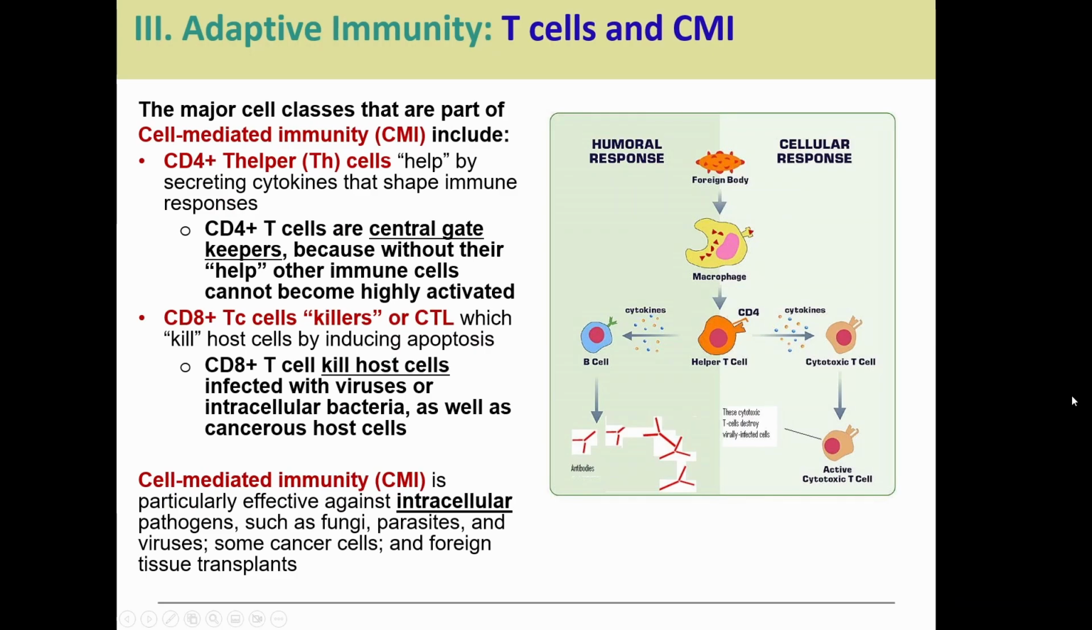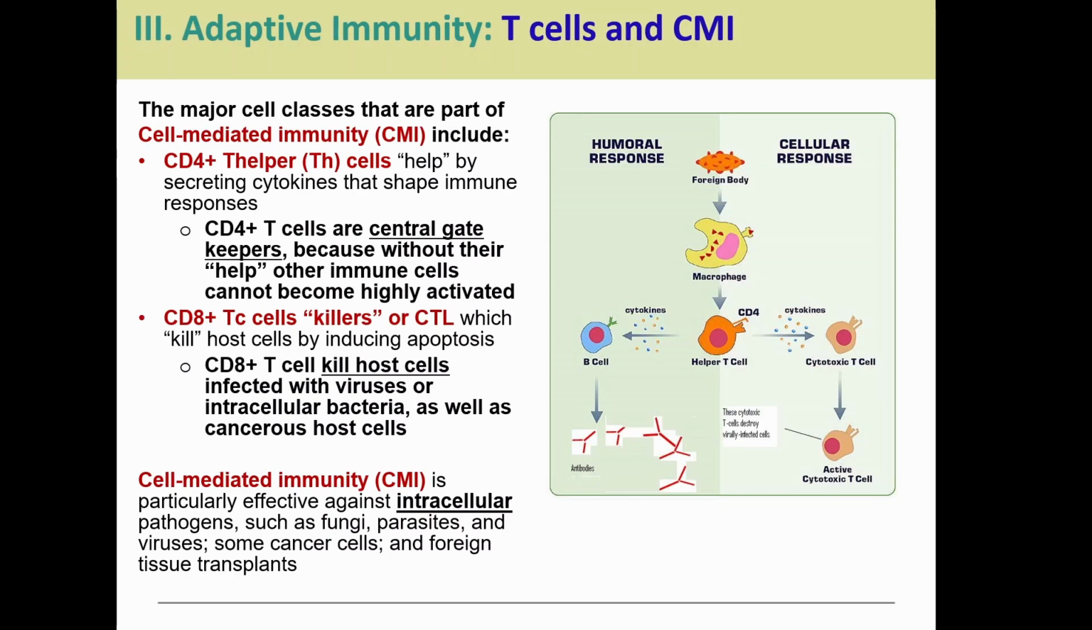All right, so now let's go ahead and get into cell-mediated immunity. This is where we get into our CD4 and CD8 cells. CD4 are the helper T cells. These guys help by secreting cytokines. Basically, they help moderate the immune response. A lot of other immune cells can't really activate unless the CD4 T cell is there.